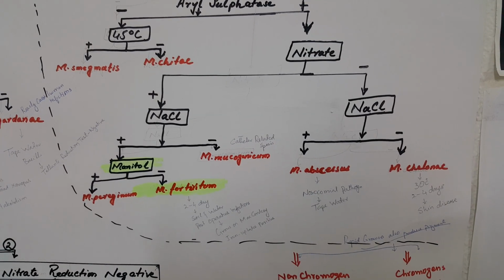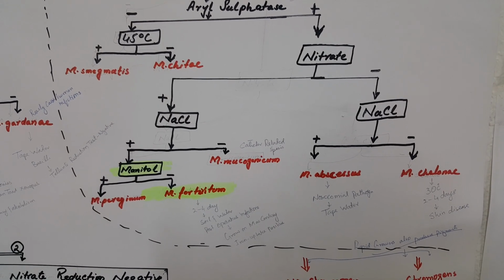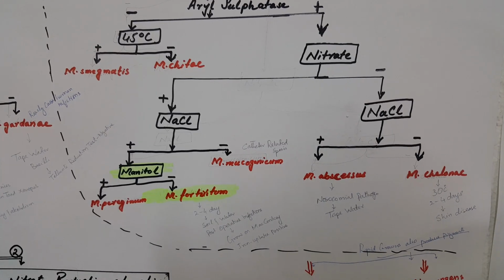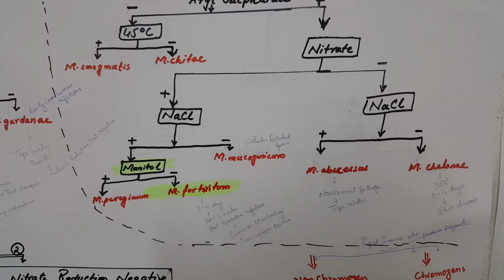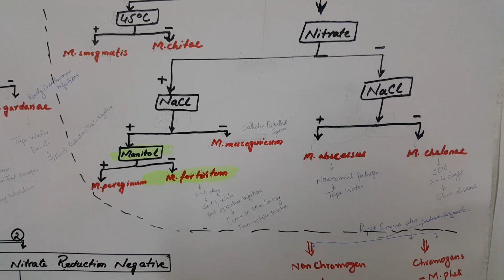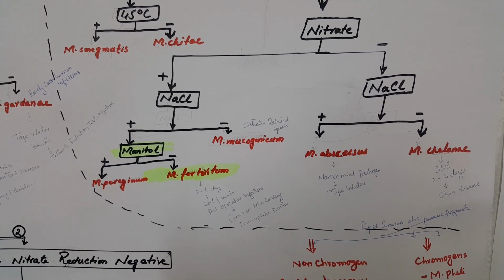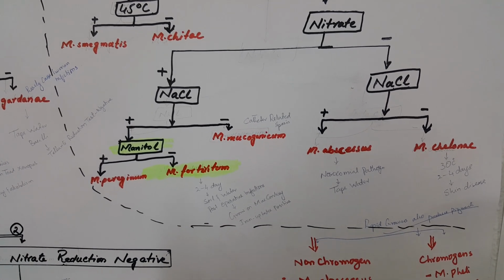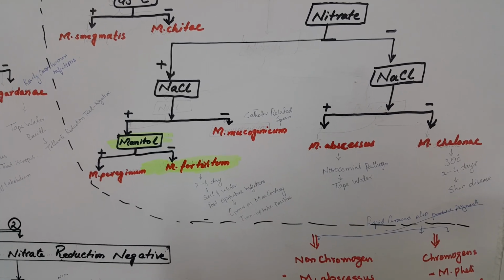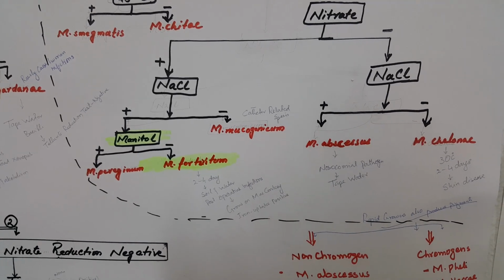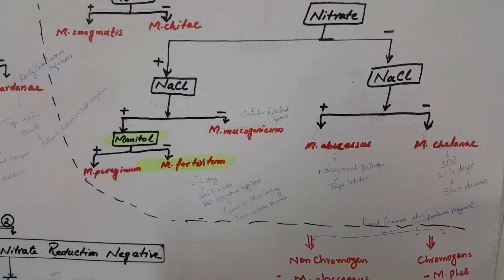And if nitrate is positive, NaCl is also positive and mannitol is negative, that is M. fortuitum. M. fortuitum usually takes 2 to 4 days and is found in soil and water. It causes post-operative infection, grows on MacConkey, and the iron uptake test is also positive for this organism.